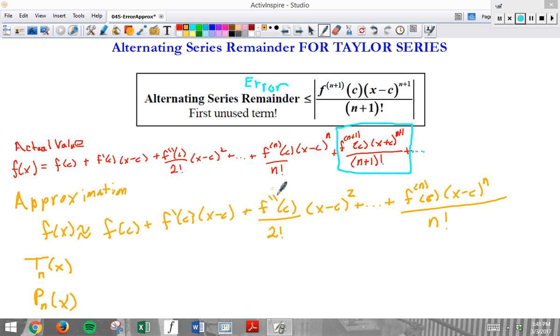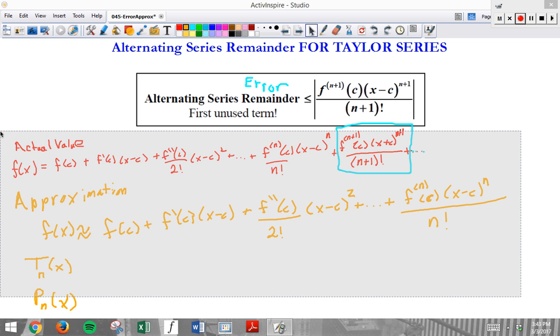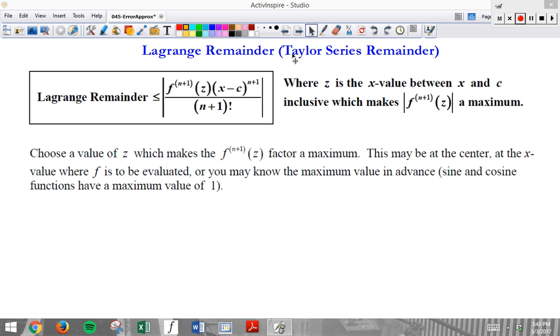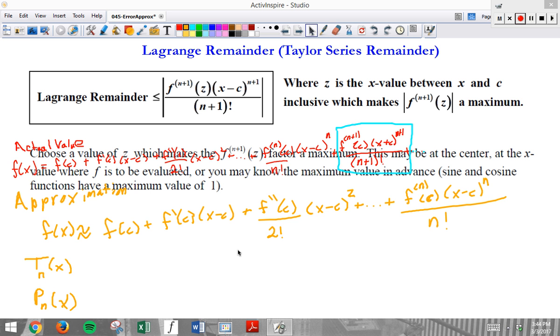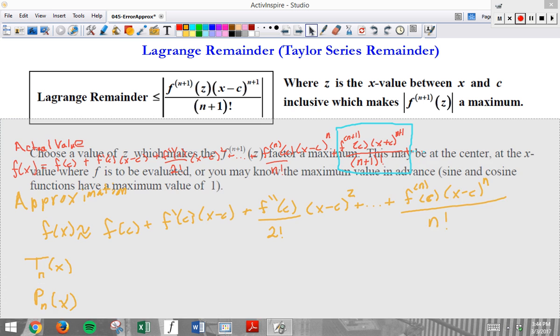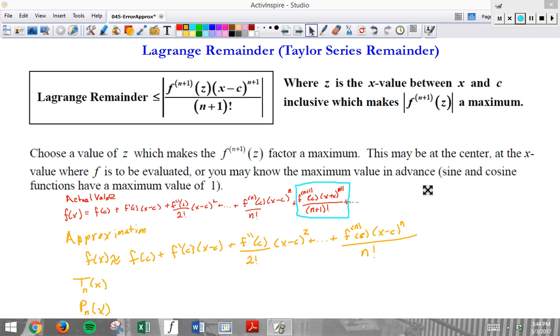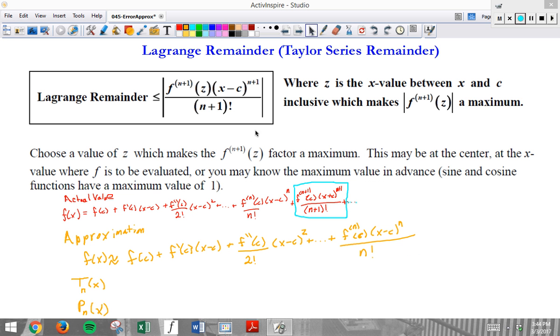Okay. Now, for non-alternating series, we're going to copy this all over. It's very important that you understand all this. For non-alternating series, you can't just use the first unused term. You have to be more clever than that.